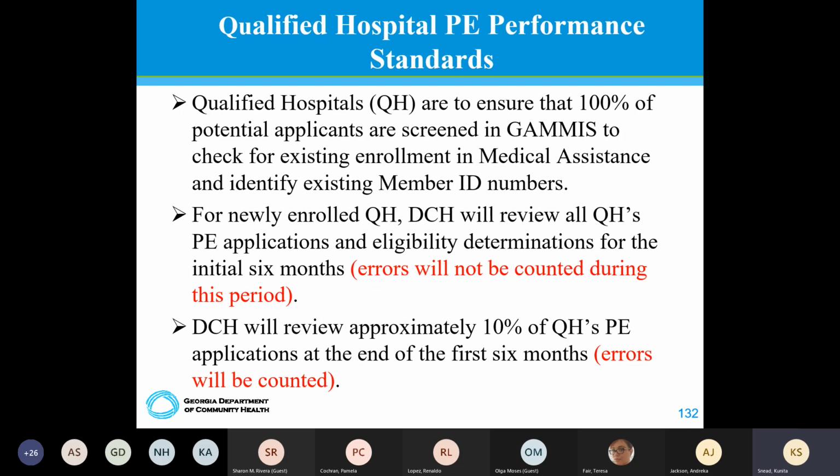As you know, you're supposed to screen 100% of your applicants. So every time someone is applying for PE, you always screen them into GAMIS.